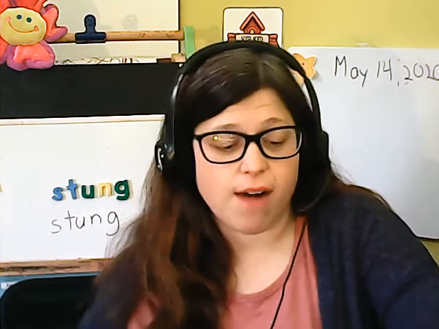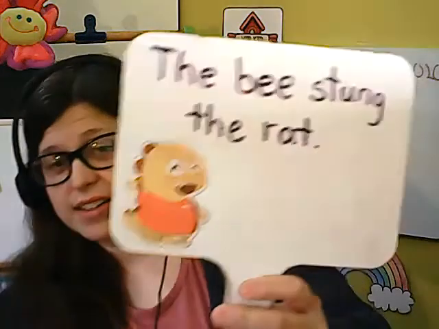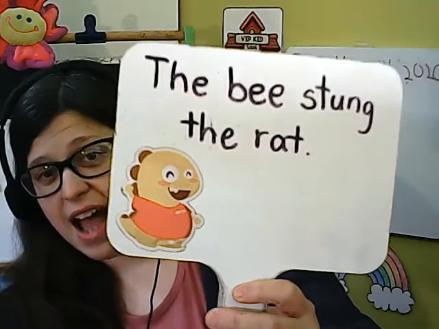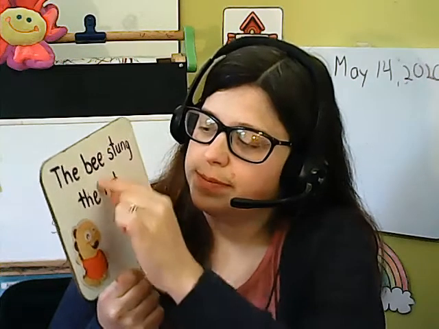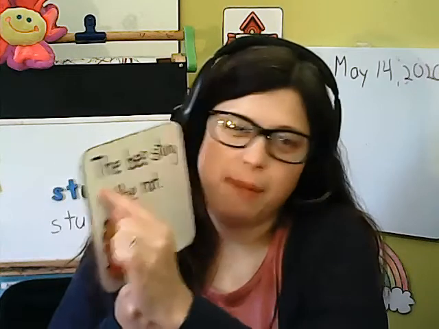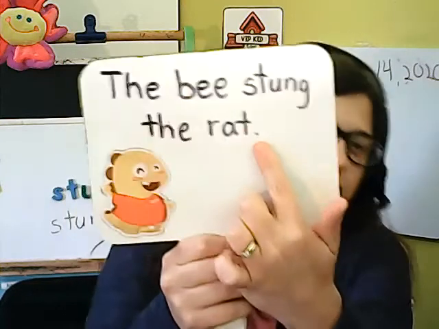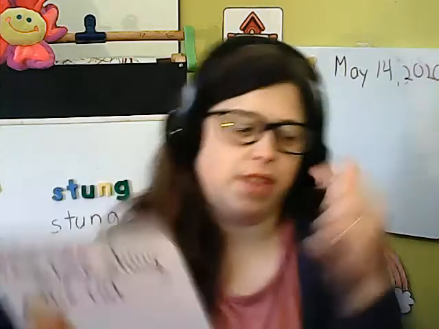One more time before I reveal my sentence. The bee stung the rat. There it is. The bee stung the rat. Check to see if you put space between your words, a capital T, and the correct punctuation, which is a period in this case. We are not asking something, we are telling something.